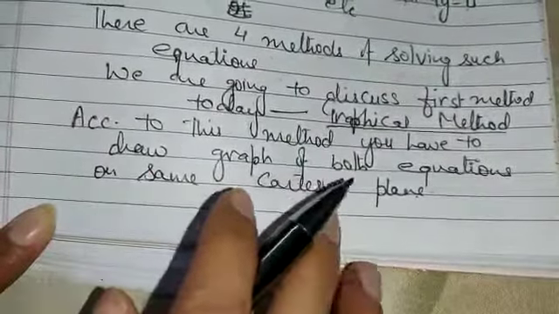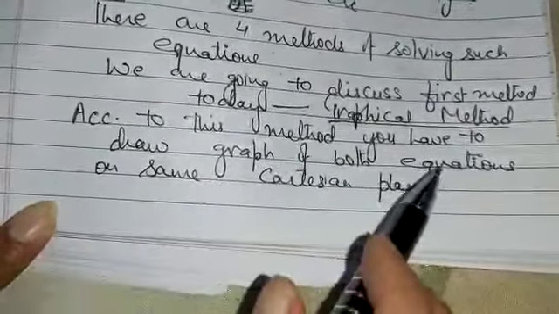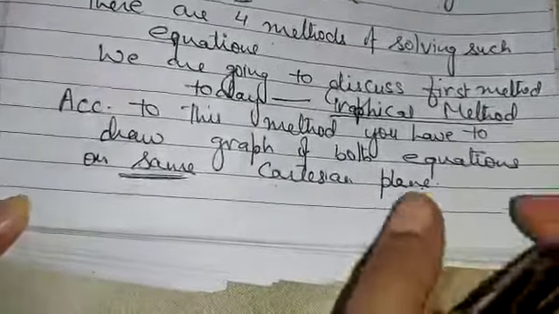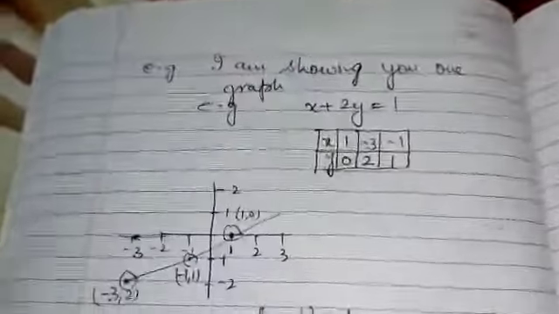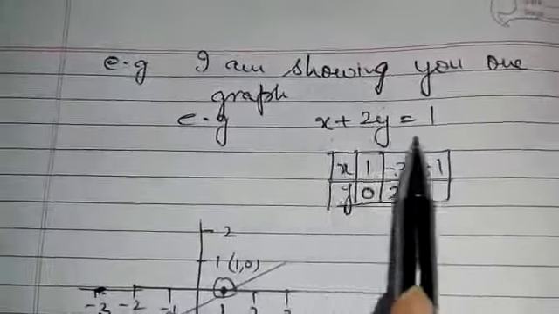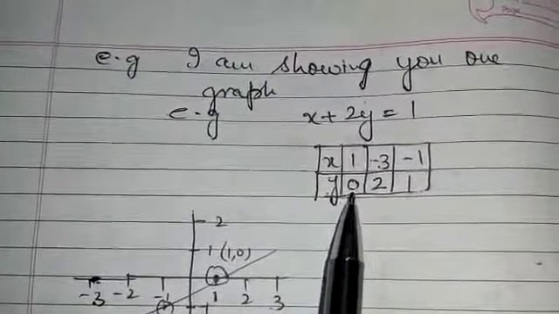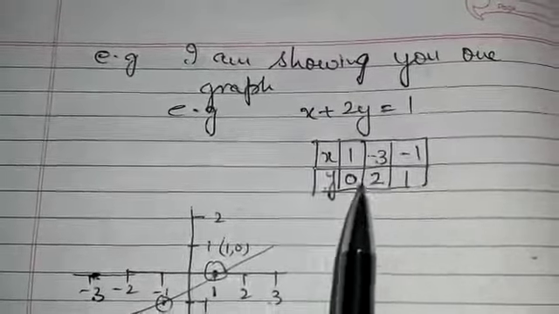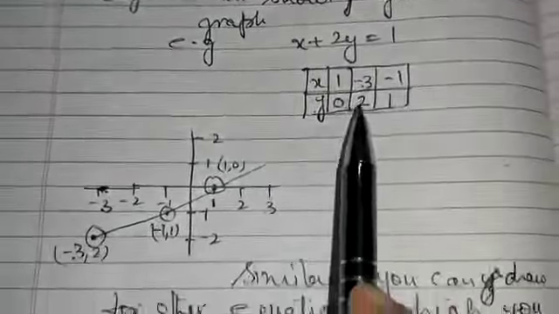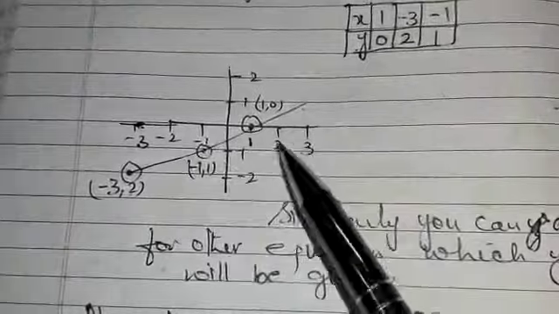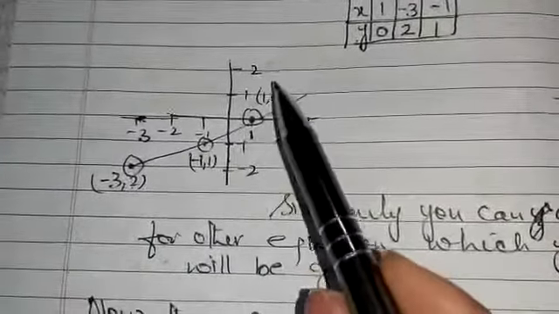Now according to this method, you have to draw the graph of both equations on the same Cartesian plane. I am repeating, on the same Cartesian plane. For example, see here. I am showing you one graph. For example, this equation I have taken. Now putting values, x I have given 1, y 0, and so on. You can do it yourself. You can see it also by pausing the video. I have drawn the graph of this equation like this. Similarly, if one more equation is given, you have to draw it on the same graph.